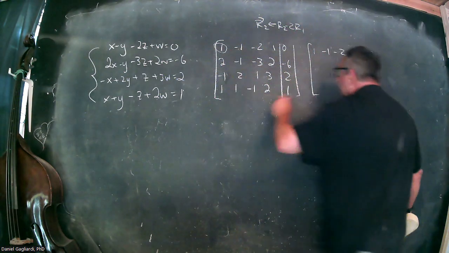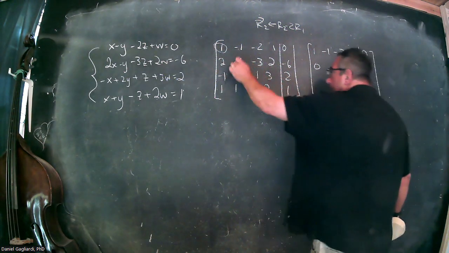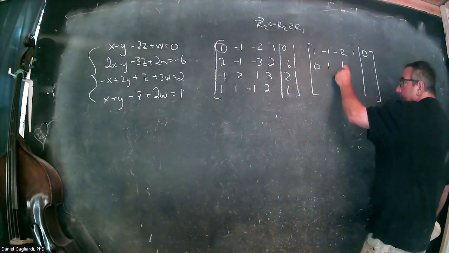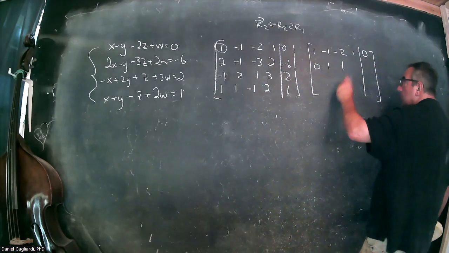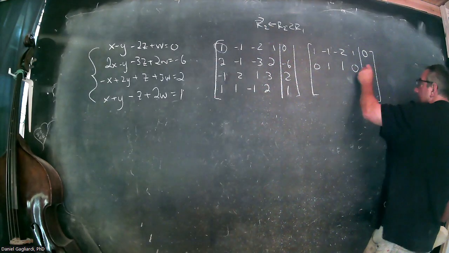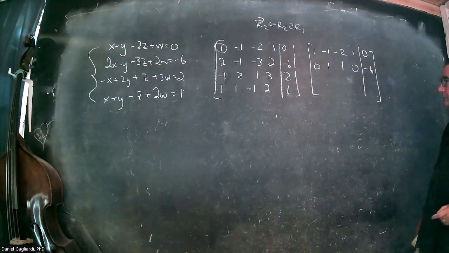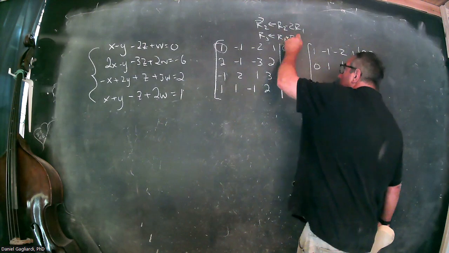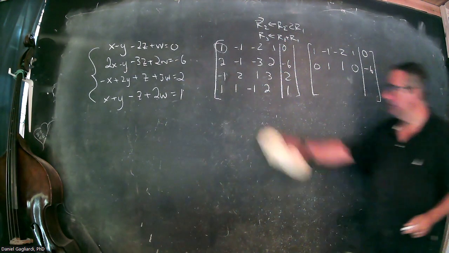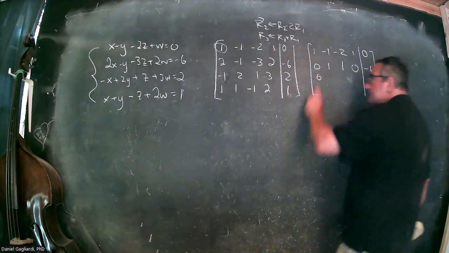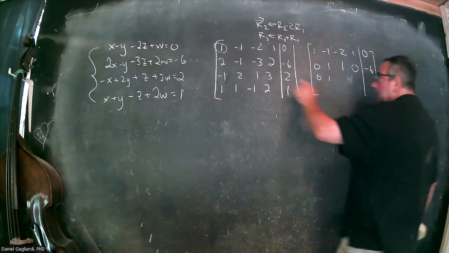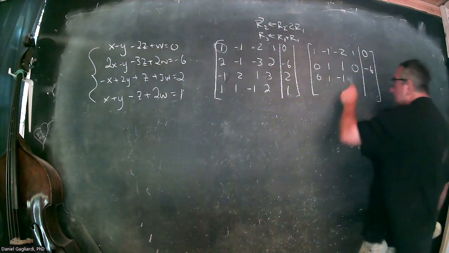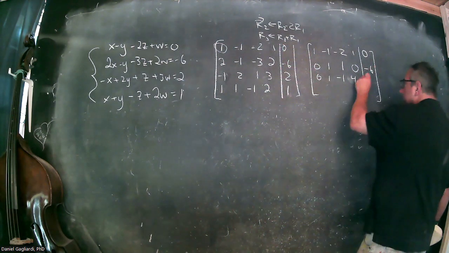Okay, so 2 minus 2 1s is 0, negative 1 minus 2 negative 1s is 1, negative 3 minus 2 negative 2s is 1, 2 minus 2 1s is 0, negative 6 minus 2 zeros is negative 6. Okay, now I'm going to replace row 3 with row 3 plus row 1. That'll eliminate the negative 1 here. All right, so that gives me a 0. Negative 1 plus 2 is 1. Negative 2 plus 1 is negative 1. 1 plus 3 is 4. And 0 plus 2 is 2.